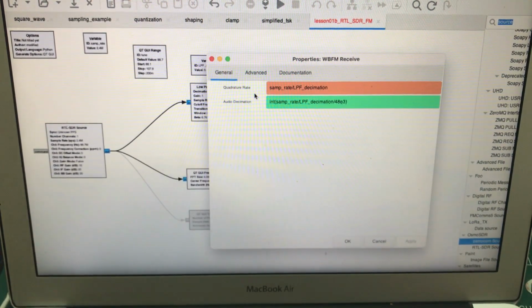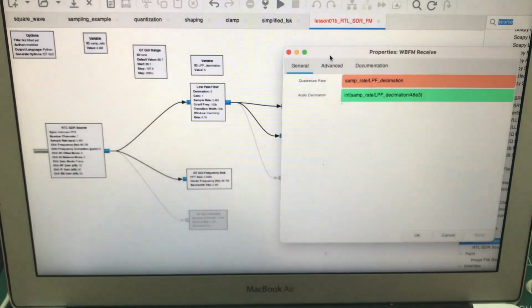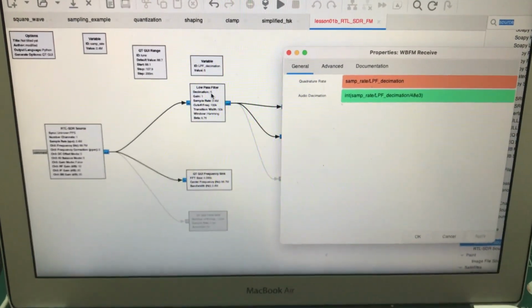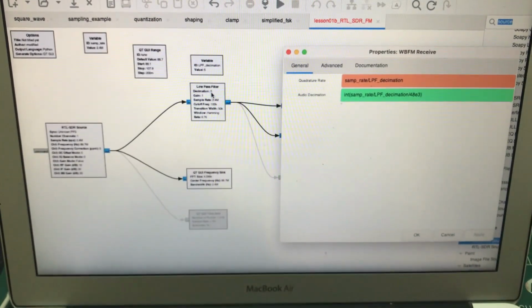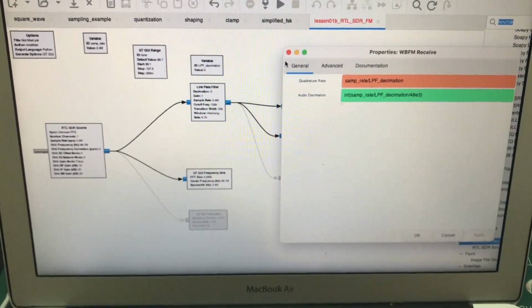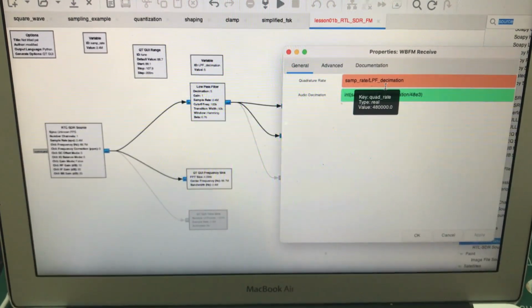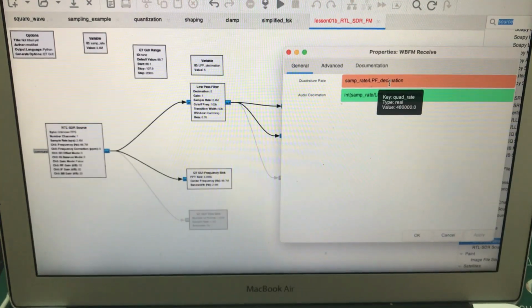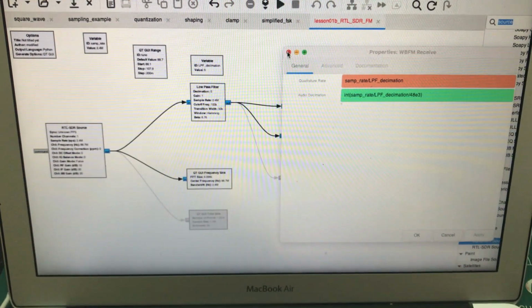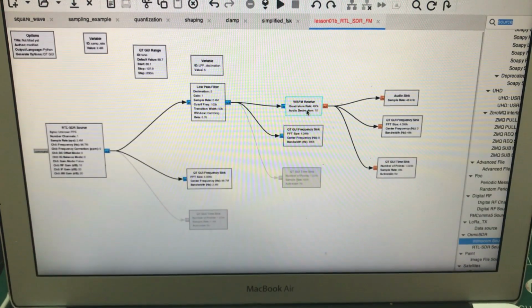Quadrature rate basically means, in GnuRadio you have to keep track of your samples, because throughout the flow graph this is the declared sample rate, which is 2.4 megahertz, but you have actually changed the sample rate by decimating it by 5, and GnuRadio doesn't know that. So you have to tell the next block what the sample rate should be. Sample rate, 2.4 megahertz, divided by your LPF decimation factor of 5, gives you a quadrature rate of 480 kilohertz.